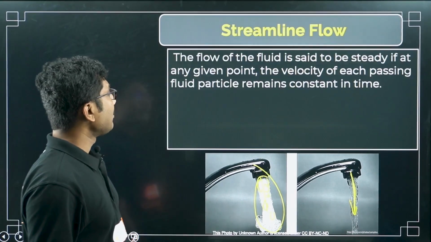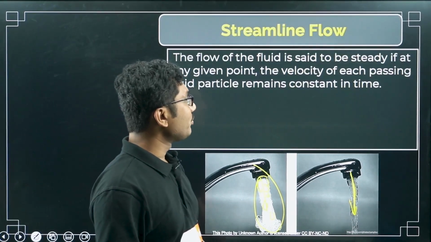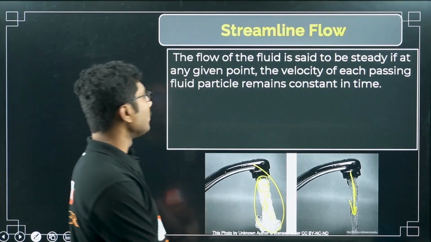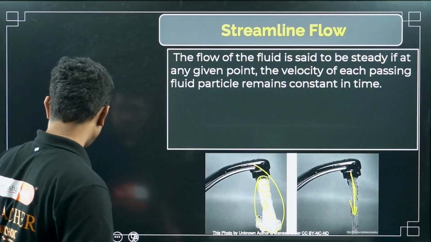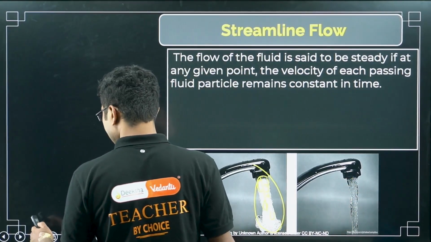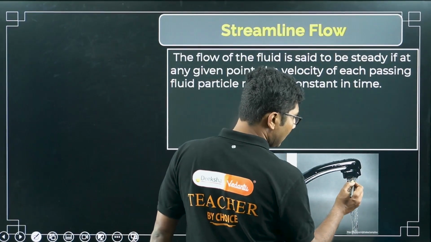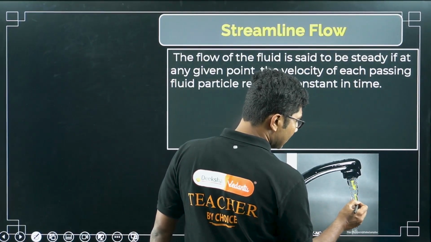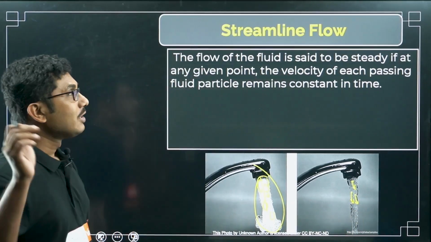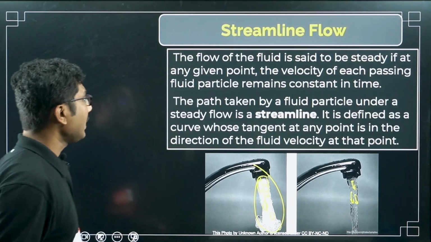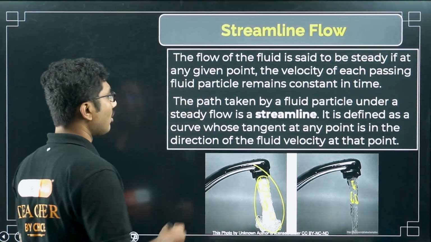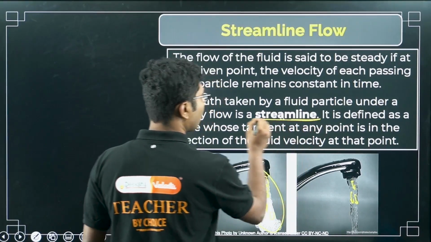So streamline motion is when the flow of fluid is said to be steady if at any given point the velocity of each passing fluid particle remains constant. So if the velocity of each passing particle remains constant, then we say that the flow is steady. Each particle has a constant velocity, so they are not accelerating, right? So that is called a steady flow. The path taken by a fluid particle under a steady flow is called a streamline. Streamline is the path followed by it.